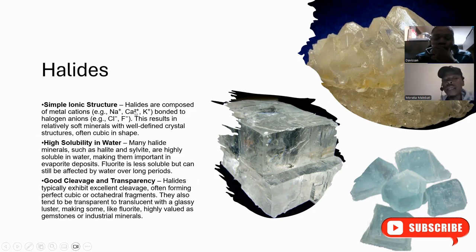potassium, and calcium. And all of them have high solubility in water. That's why salt can dissolve in water, because of the group of halides. Okay, and then they have good cleavage and transparency, meaning if you take the halide, you are able to see through it. They are transparent.